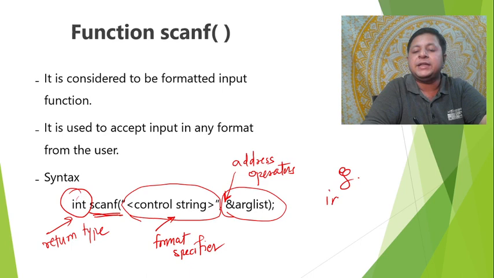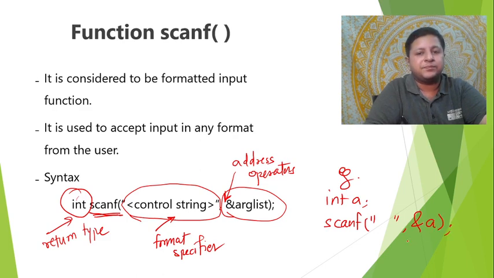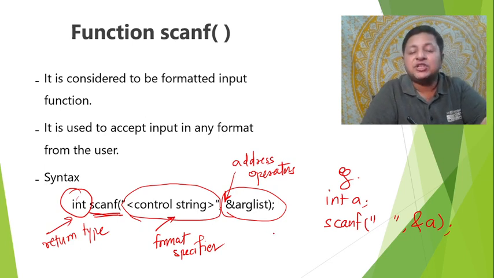If I want to read an integer, let's say int a, my scanf is going to look like this. Scanf, in double quotes, I have to provide the format specifier, and where I have to store it, I have to store it in a, so I'll provide the address of a. Now what do I provide here? That is called the format specifier, which will specify the format of the input we are supposed to expect.